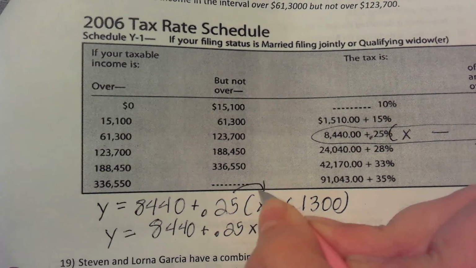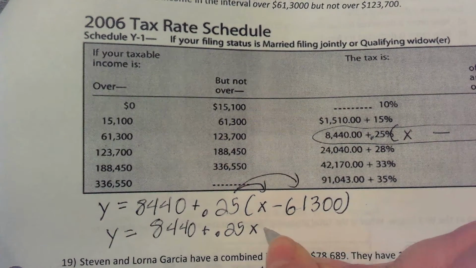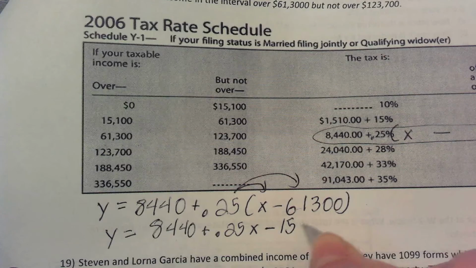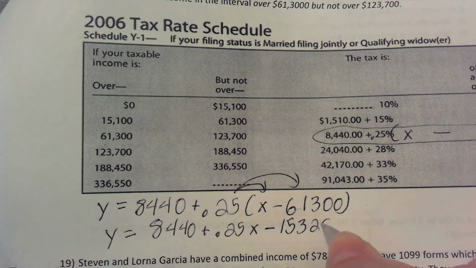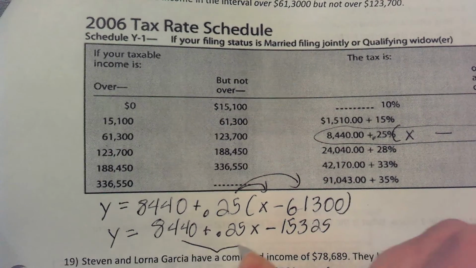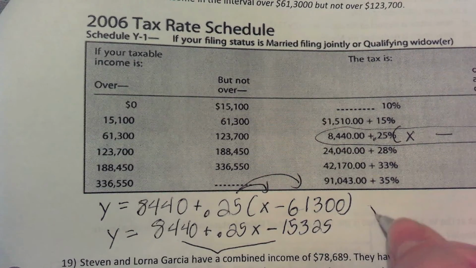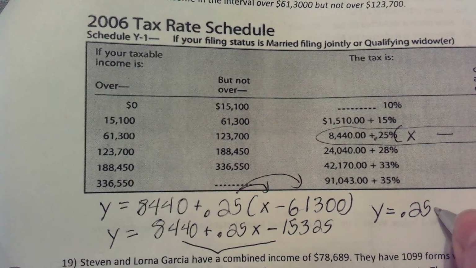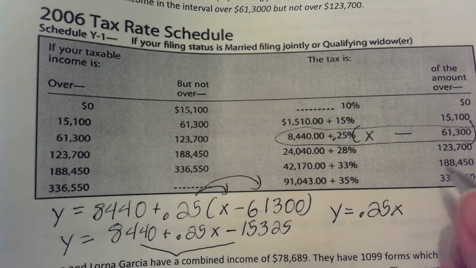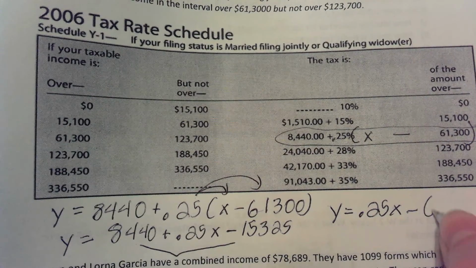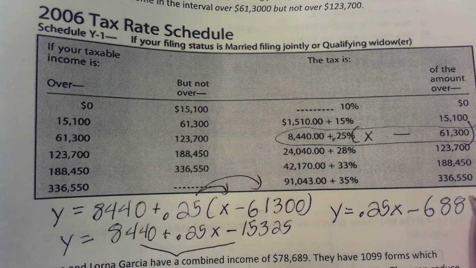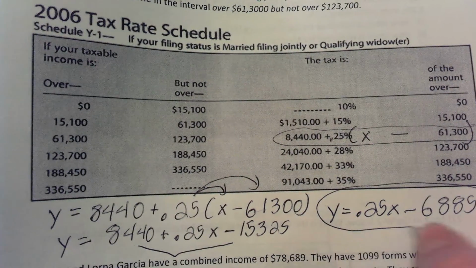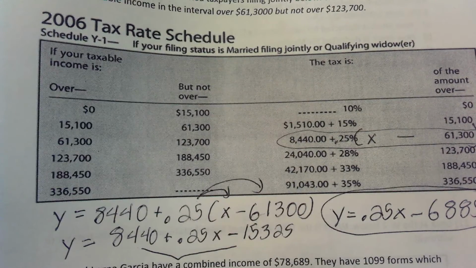So now we get 8,440 plus 25% x. Remember, everybody, we have to do the distributive property, minus 15,325. We have to combine like terms. So we're going to get y is equal to 0.25x minus 6,885. So that would be our equation.